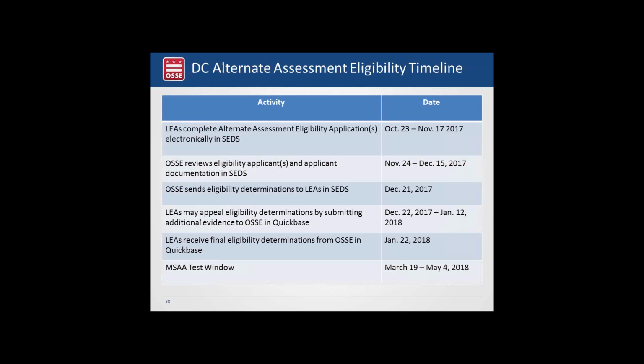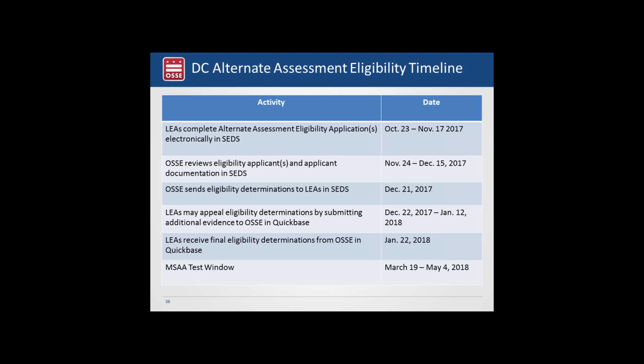Perfect. So here is a quick overview of the timeline for the alternate assessment eligibility process. Beginning October 23rd, like Annette stated, the electronic form will be available in SEDS. That's when it will go live. So LEAs' IEP teams will complete the electronic version between October 23rd and November 17th. If your IEP has been finalized prior to October 23rd, you must ensure that the PDF worksheet is uploaded into SEDS. This will serve as your application for the alternate assessment eligibility.